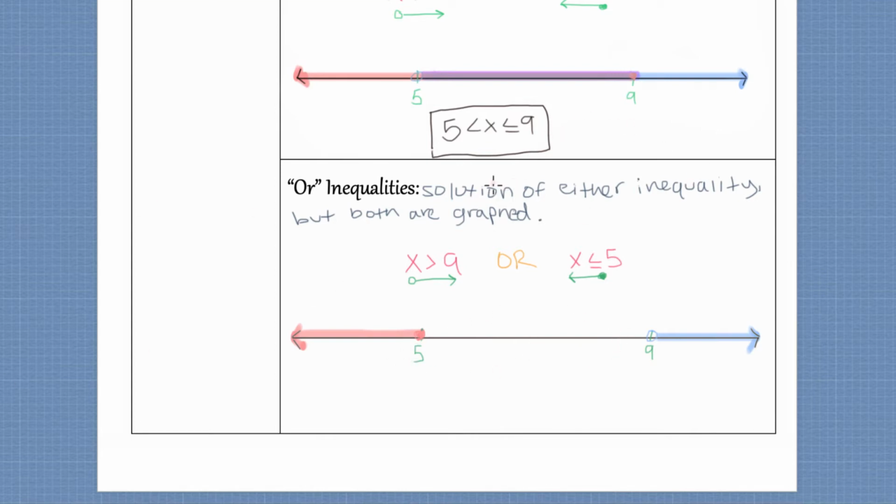But the OR inequality says that the solution of either inequality is valid. So it means that nothing really has to overlap. The solution of x is greater than 9 would be a valid solution, and the solution of x is less than or equal to 5 would also be a valid solution. So our solution would end up being the same thing as above, which was x is greater than 9 or x is less than or equal to 5. So that's our final solution.